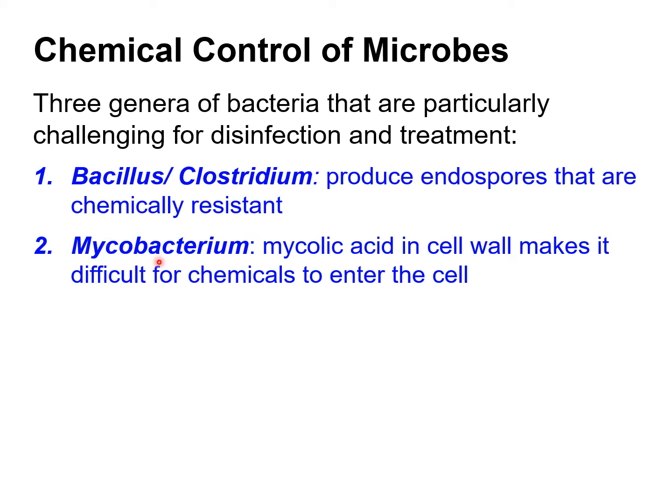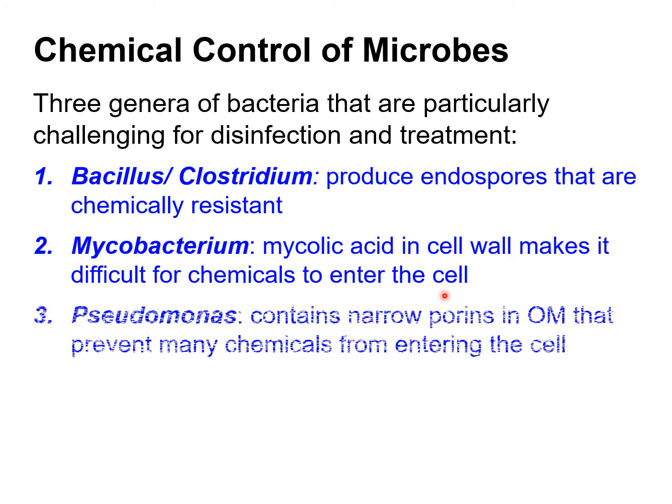And then Mycobacterium is another genus of bacteria that are also pretty hard to get rid of because they have that lipid, waxy mycolic acid in their cell wall. Which is, again, that waxy layer that they have, it makes it super hard for the chemicals to pass through it and enter into the cell.